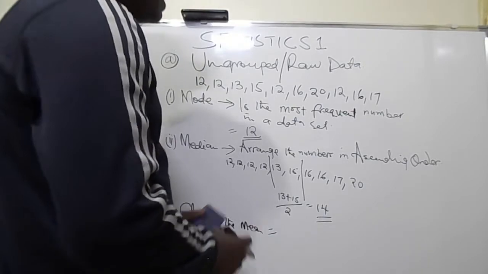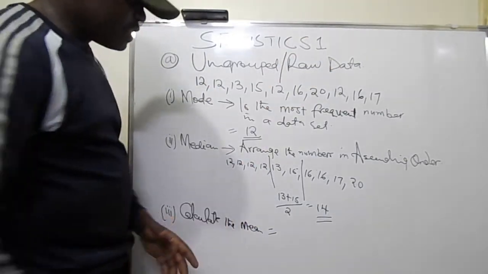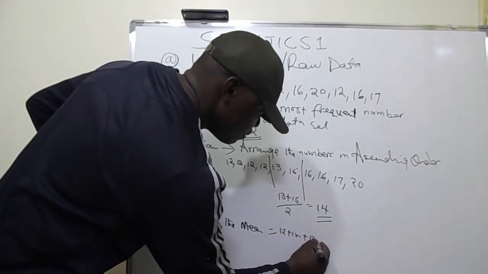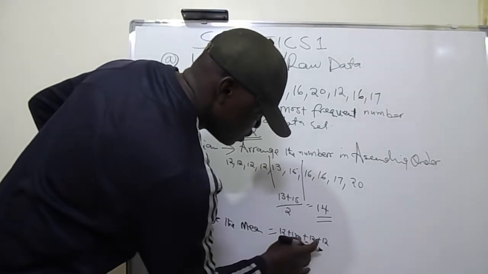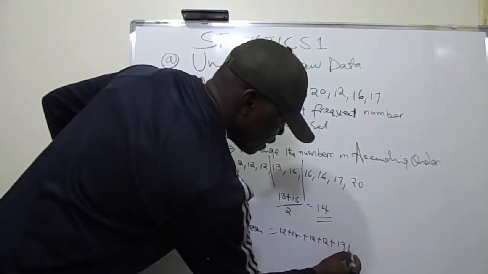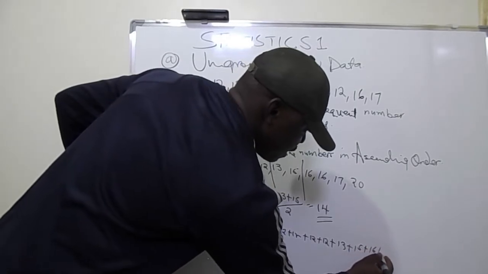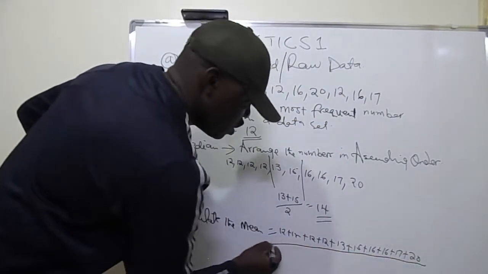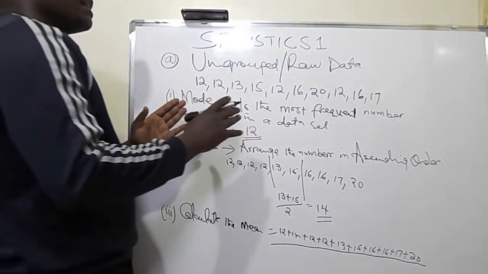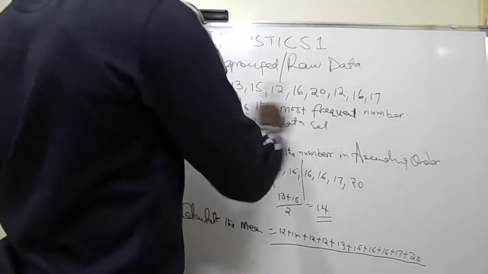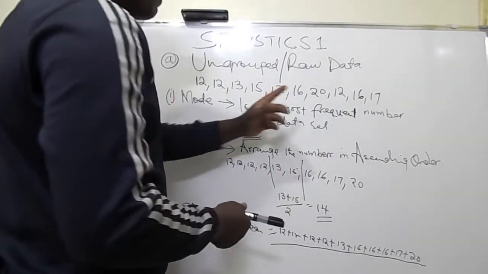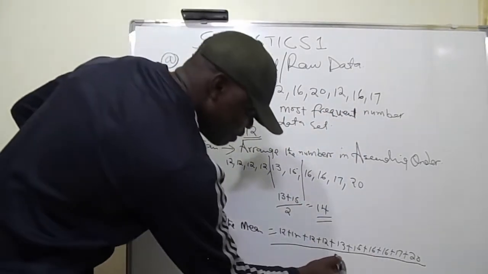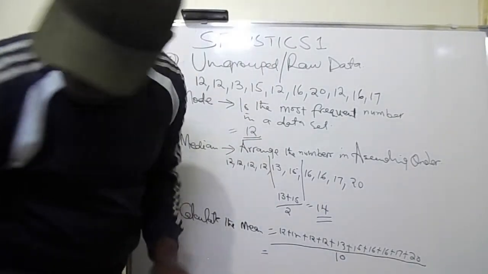How do you calculate the mean in a set of data like this? The first thing that you do is to add all of them. That is 12 plus 12 plus 12 plus 12, 1, 2, 3, 4, plus 13 plus 15 plus 16 plus 16 plus 17 plus 20. All of them. You divide by the total number of the data. How many numbers do we have in this data? 1, 2, 3, 4, 5, 6, 7, 8, 9, 10. So you divide by 10, which is going to be what?